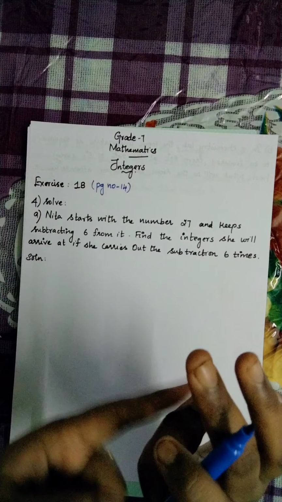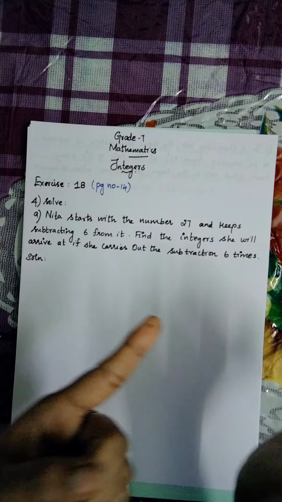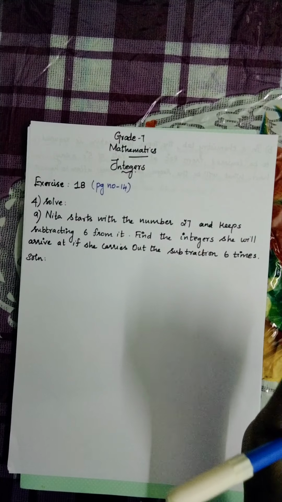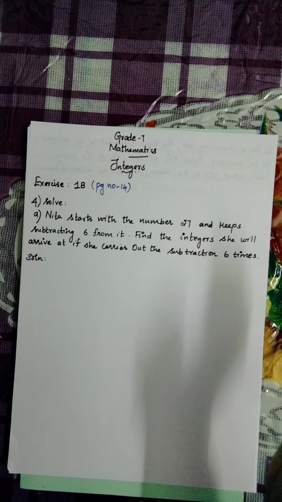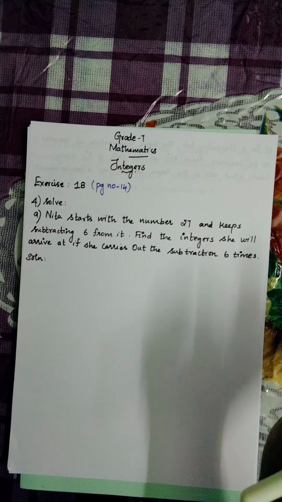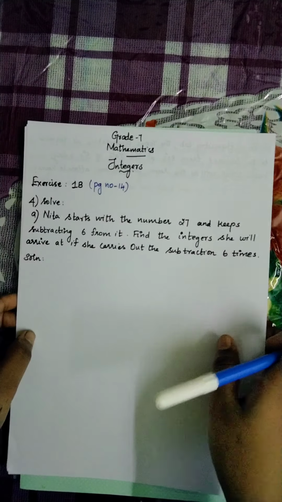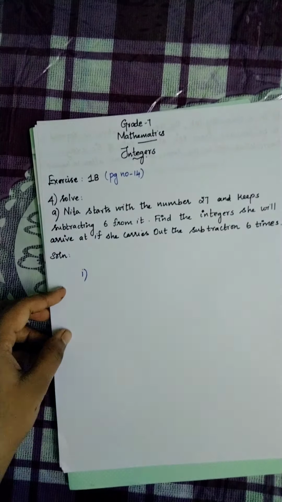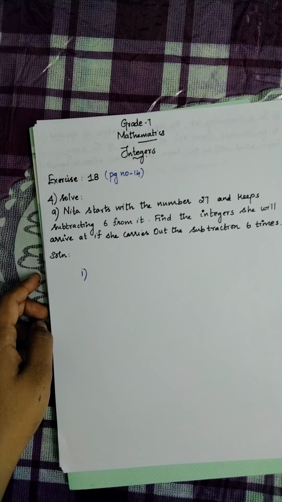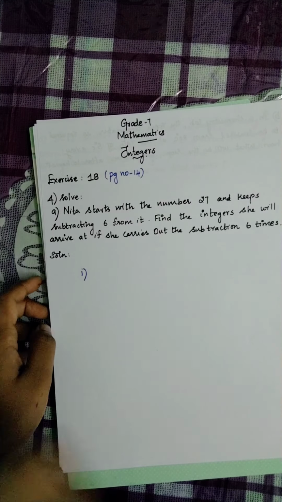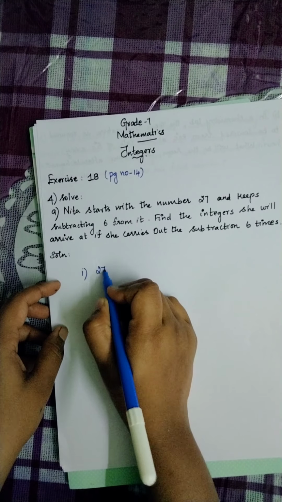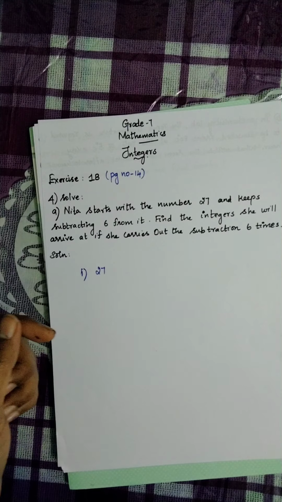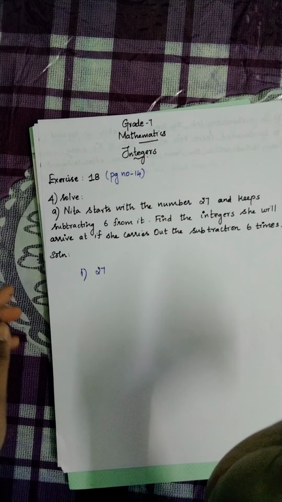Okay, Nita starts from the number 27. She is subtracting 6 each time. We are going to find which number is there after 6 times. Listen carefully. First, what's the starting number? Nita starts with the number, which number? 27.